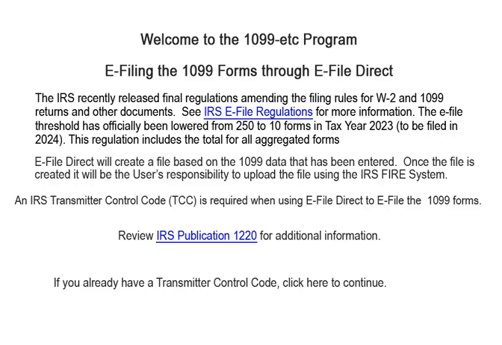This creates a file using the 1099 data that has been entered. Once the file is created, it is the user's responsibility to upload the file using the IRS FIRE system. A transmitter control code is required from the IRS prior to using eFile Direct. Review IRS Publication 1224 for additional information.